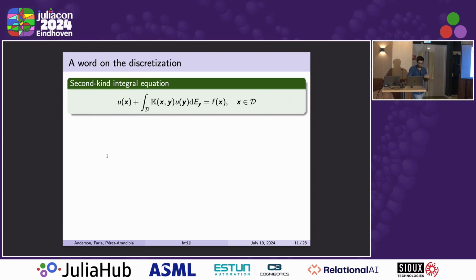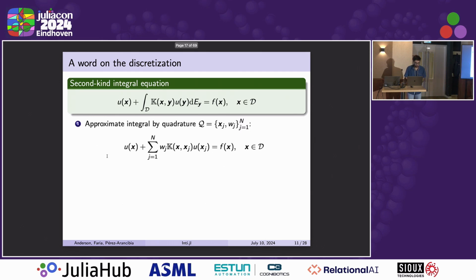So let me just take one word on the discretization schemes, since it's probably not a very well-known method. Suppose I want to solve for u in an equation of this type. I don't know u, I'm given f, and I'm trying to find a u that solves this integral equation over some domain D. It could be Omega or just the boundary.